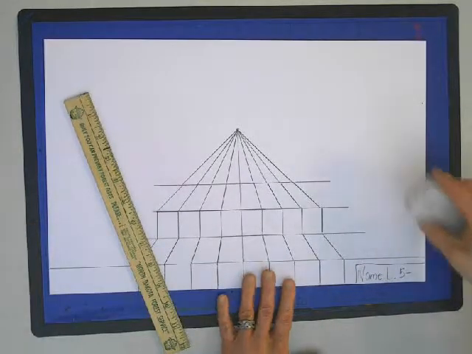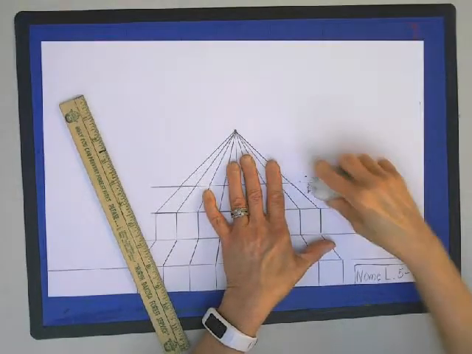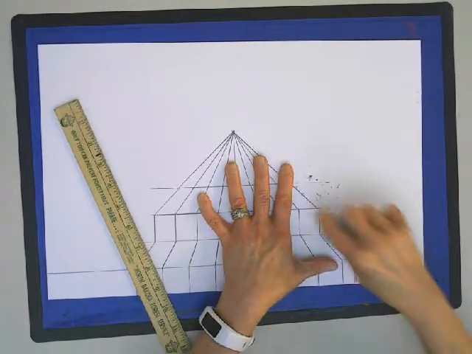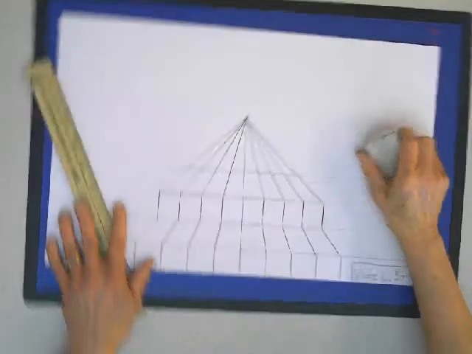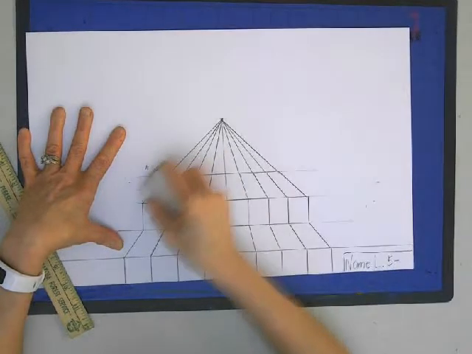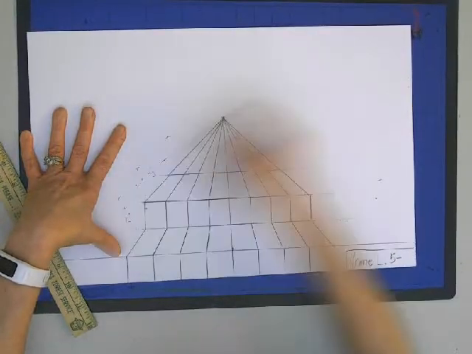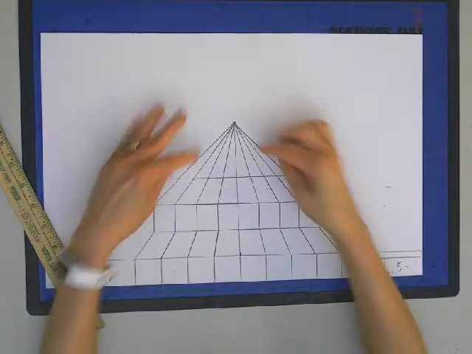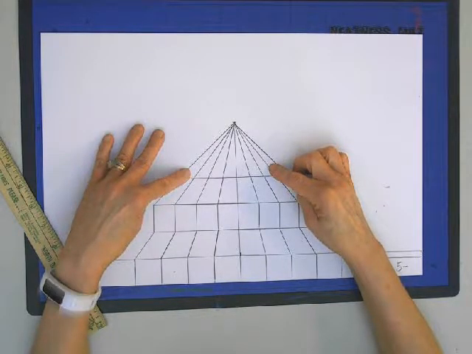Now at this point what I'm going to do is tidy my picture up. I'm going to get rid of this extra line, and this extra line. Hopefully you've kept your lines light so it's easy for you to get rid of any of those extra marks in your drawing. I'll go to the other side. Get rid of these extra marks.